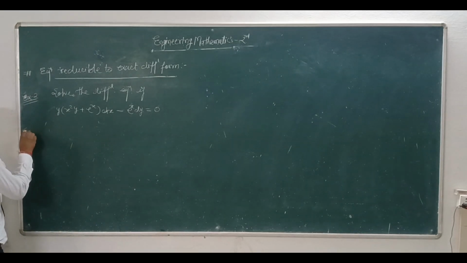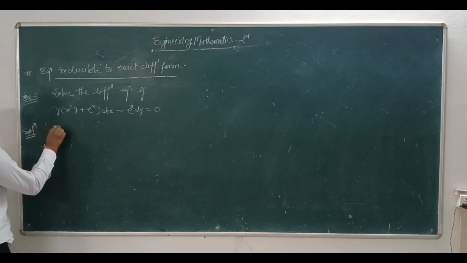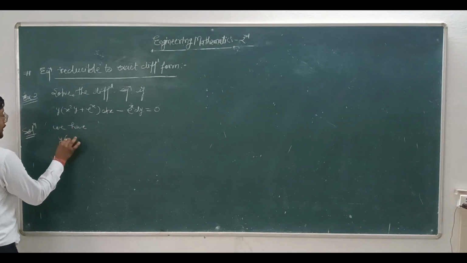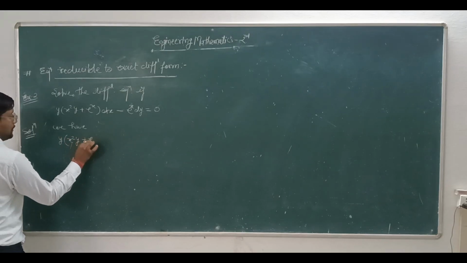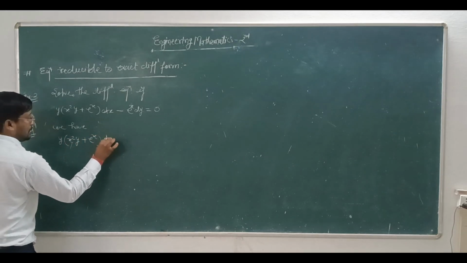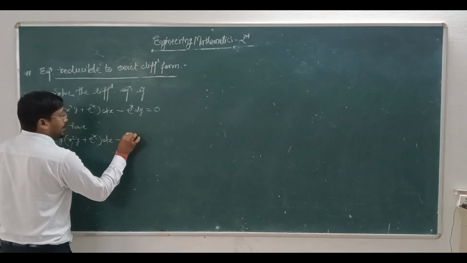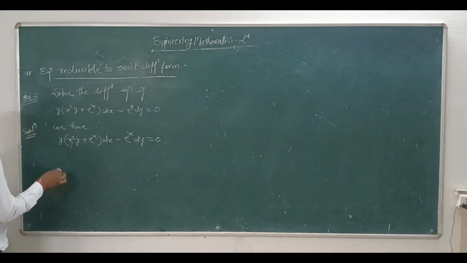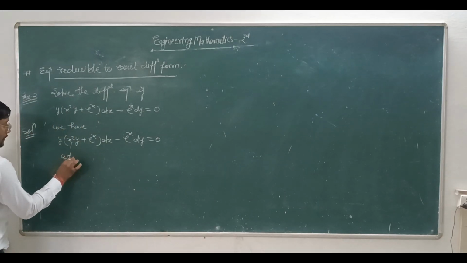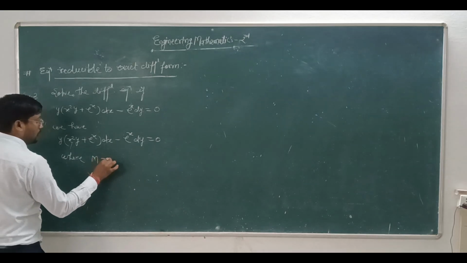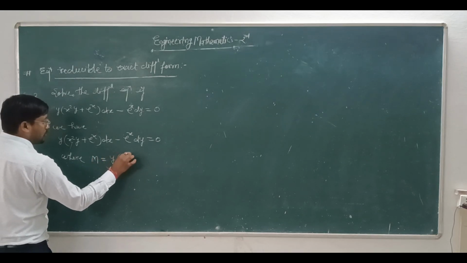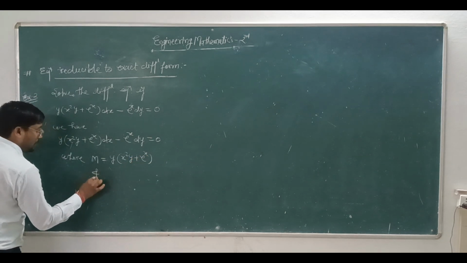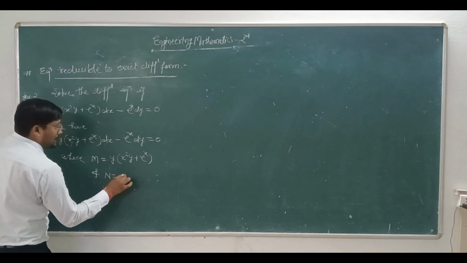Now first, the solution of this problem. We have y(x square y plus e to the power x) dx minus e to the power x dy is equal to 0, where m is equal to y(x square y plus e to the power x) and n is equal to minus e to the power x.